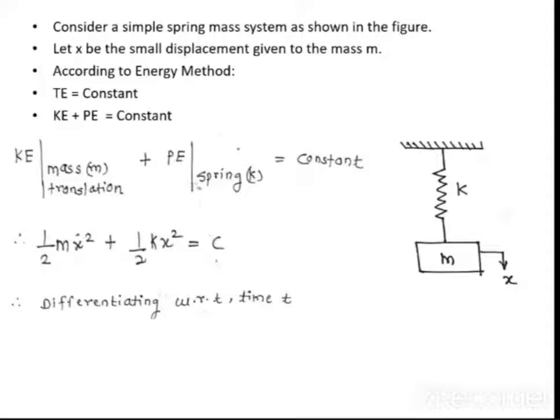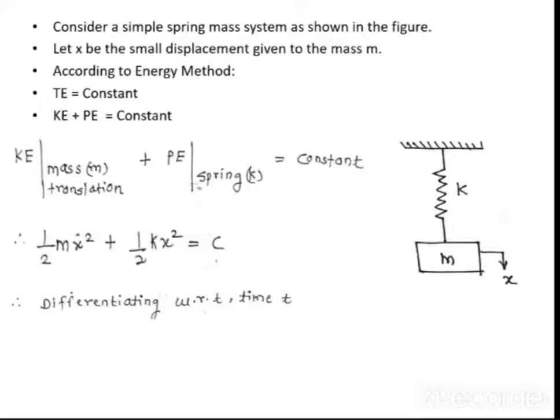See how I started according to the energy method. First of all, consider a simple spring-mass system. Let x be the small displacement. According to the energy method, the total energy is equal to constant, K plus P is equal to constant. Kinetic energy of mass, translational, plus potential energy of spring is constant. So 1/2 m x dot square plus 1/2 k x square is equal to constant. Now we have to differentiate with respect to time.